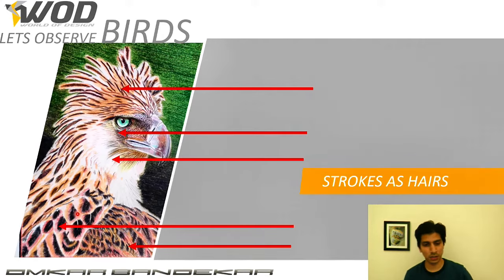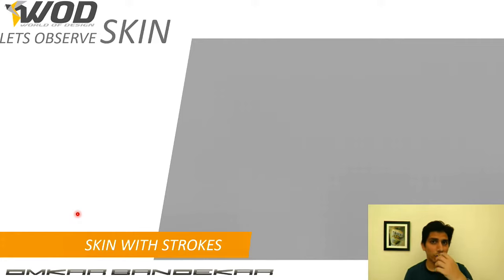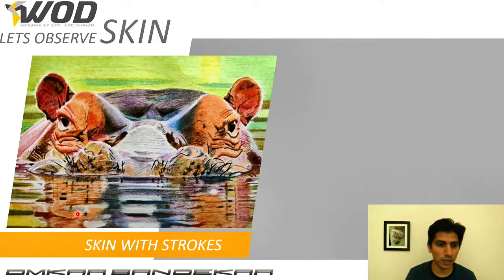Now we will observe the skin, how you make skin with the help of strokes. When you want to create skin, you can't apply the same stroke you apply for hairs. If you observe this hippopotamus, look at the area near his eyes, above his eyes, then near his nose, the area between the two ears and eyes. This area is different. Here you can't apply the same strokes you apply for making hairs, right? So the stroke application is different.